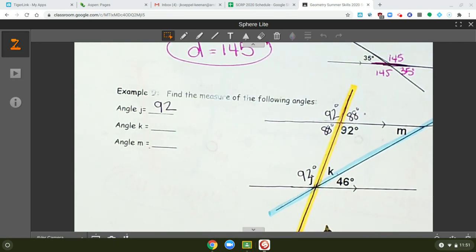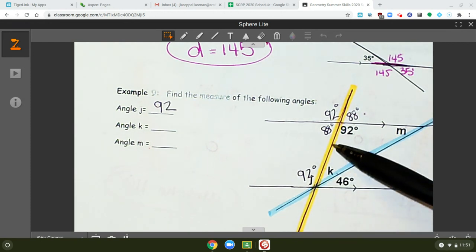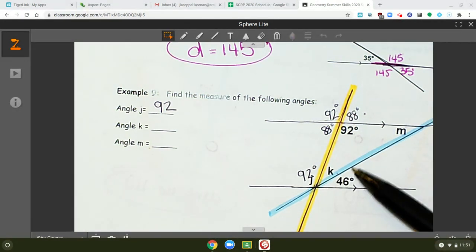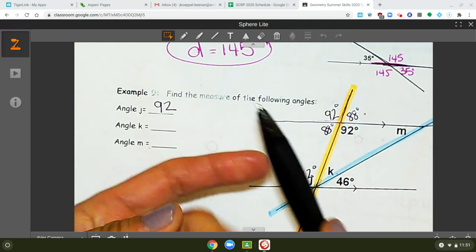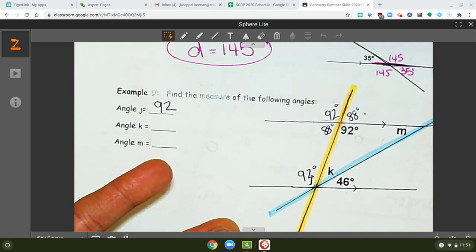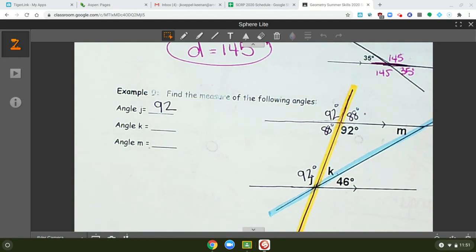Okay, up next, we want to find angle K. Now, angle K is between the orange transversal and the blue transversal. It's not on a parallel line. So that means we cannot use corresponding, alternate interior, or same side interior because it's not part of a parallel line. So we have to look for another one of our angle relationships. We have to look for vertical angles. We have to look for linear angles or angles about a point. Now, if I look carefully here, I don't have all of these angles, so I can't use angles about a point. We don't know its vertical angle.